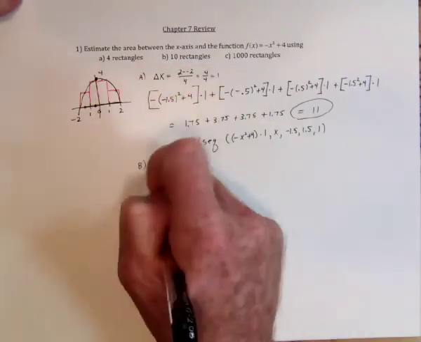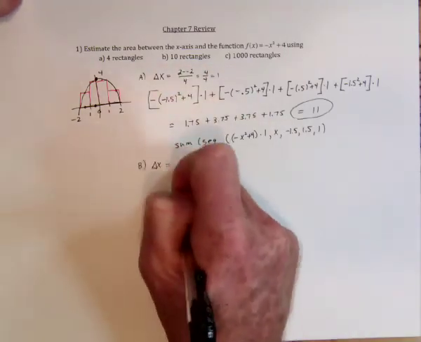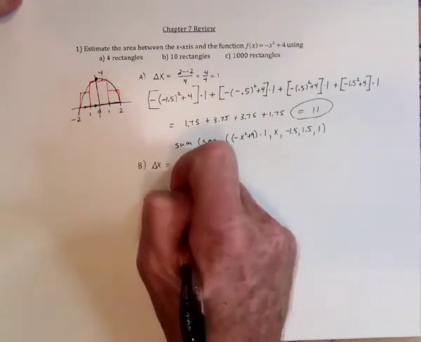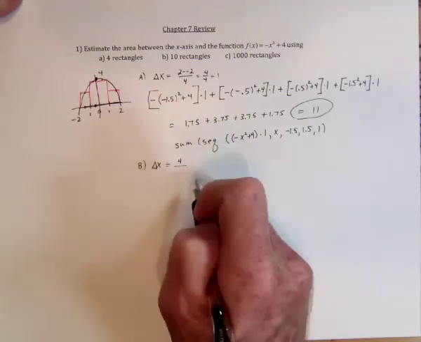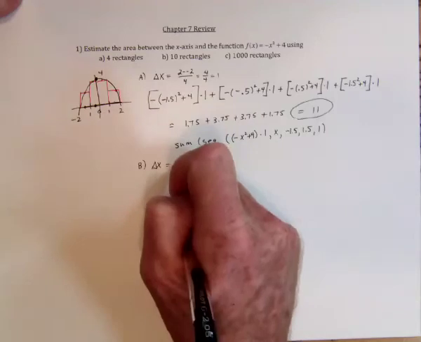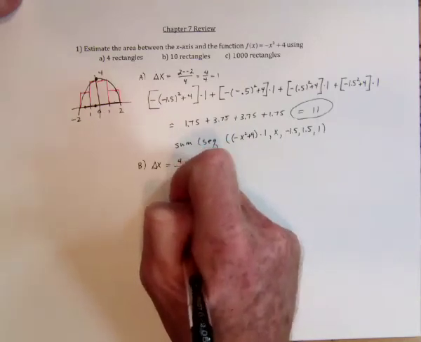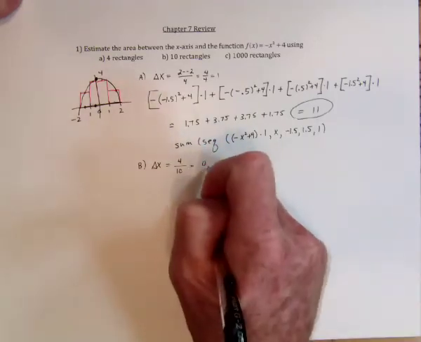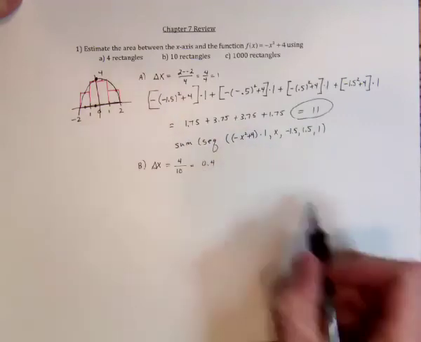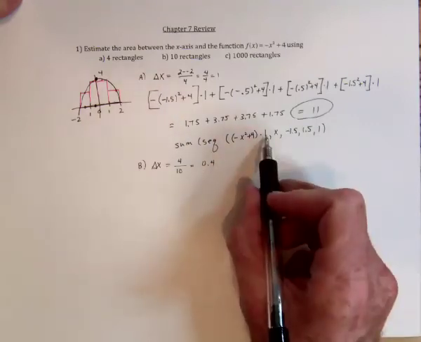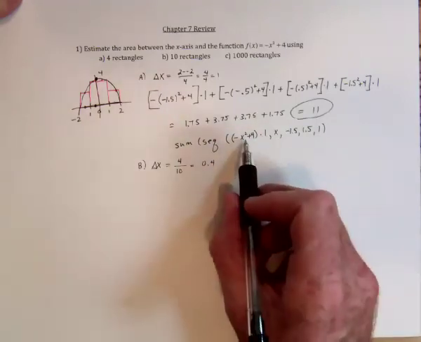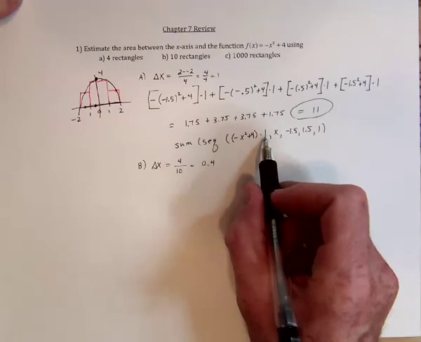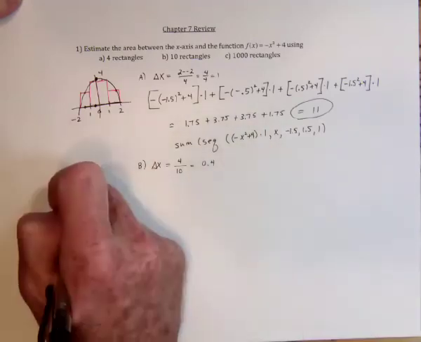For part B, the delta x is going to be the width of this thing, which is 4, and then divided into 10 pieces. So each one is going to have a width of 0.4. So that's what's going to go right here in place of 1. The height will still be this, but the width will be 0.4 for each rectangle.